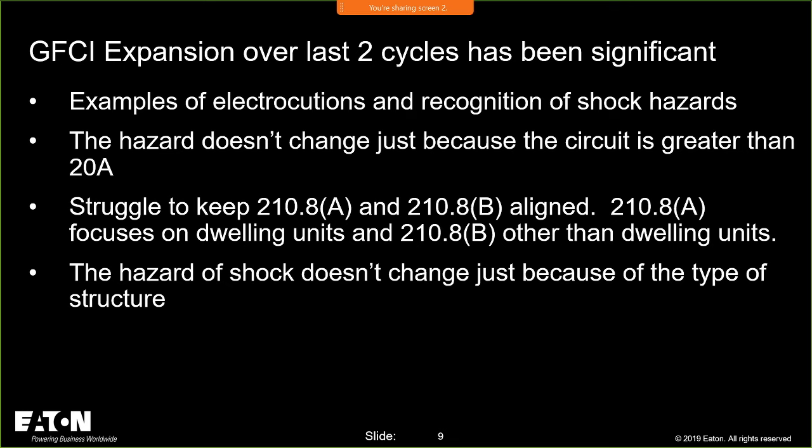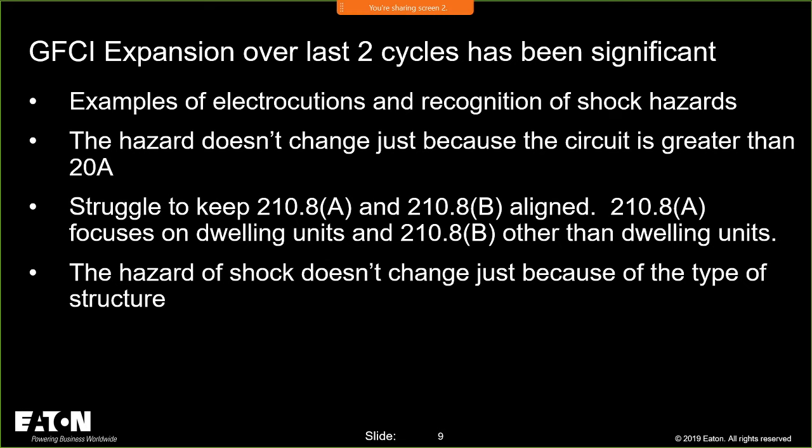Now, over the last two cycles, GFCIs have expanded, I would say, considerably. And unfortunately, it was the examples of electrocutions that has driven those changes. I know it presents a challenge in code adoption, and we have a lot of questions around that, but nobody should be dying from shock in their residential home or in these areas, because we have the technologies. They're not that expensive. The hazard doesn't change just because the circuit is greater than 20 amps.